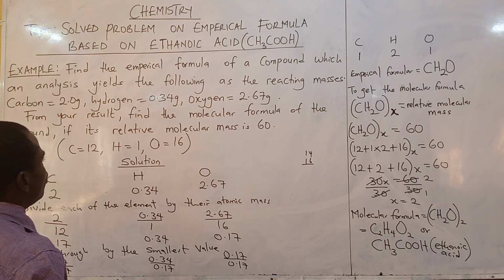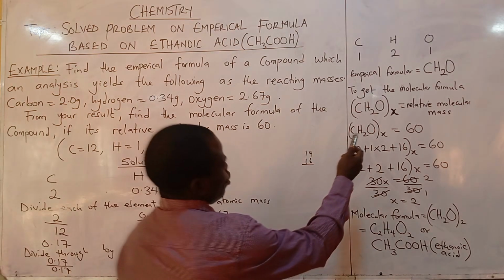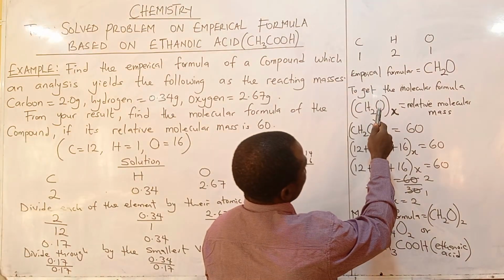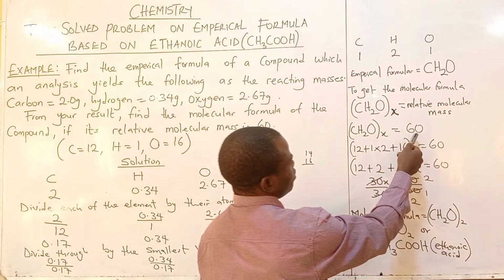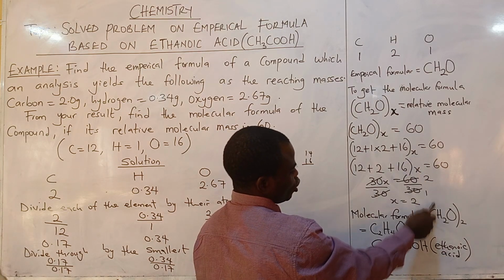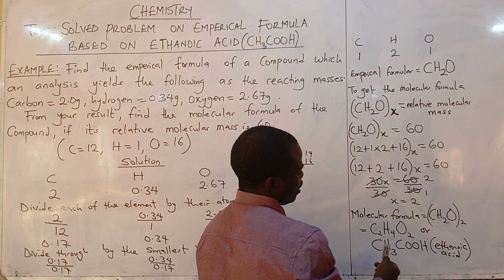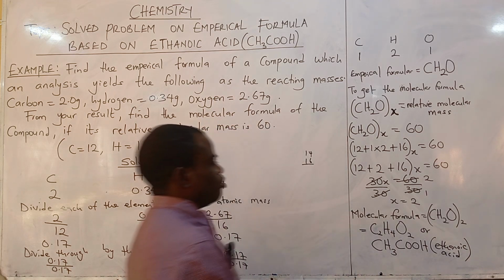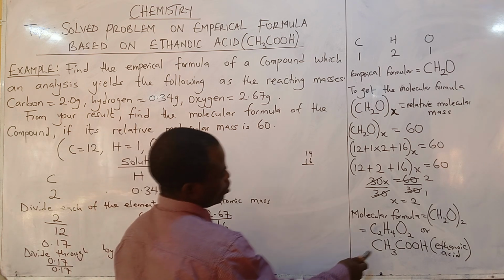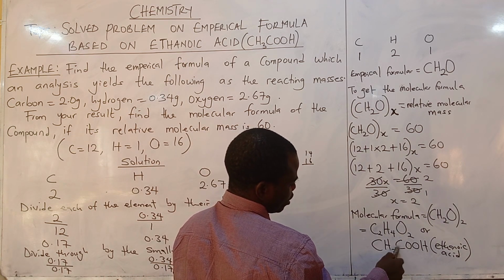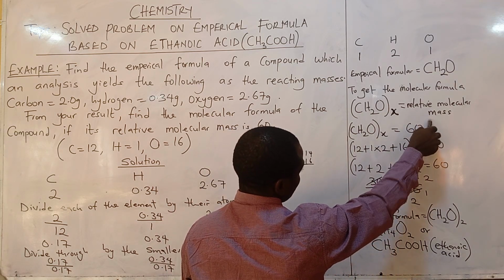Okay, we have to find the molecular formula of the compound if its relative molecular mass is 60. Take note that when you get the empirical formula, you put X, you equate it to the relative molecular mass. After getting your value for X, which is 2, you now replace it back here. When you open the bracket with it, that will give you the molecular formula. Is that okay? You could see that it will still come back to this 60. When you open this, multiply this, get the value for each of them, you still come back to 60 to tell you that this relative molecular mass is correct.